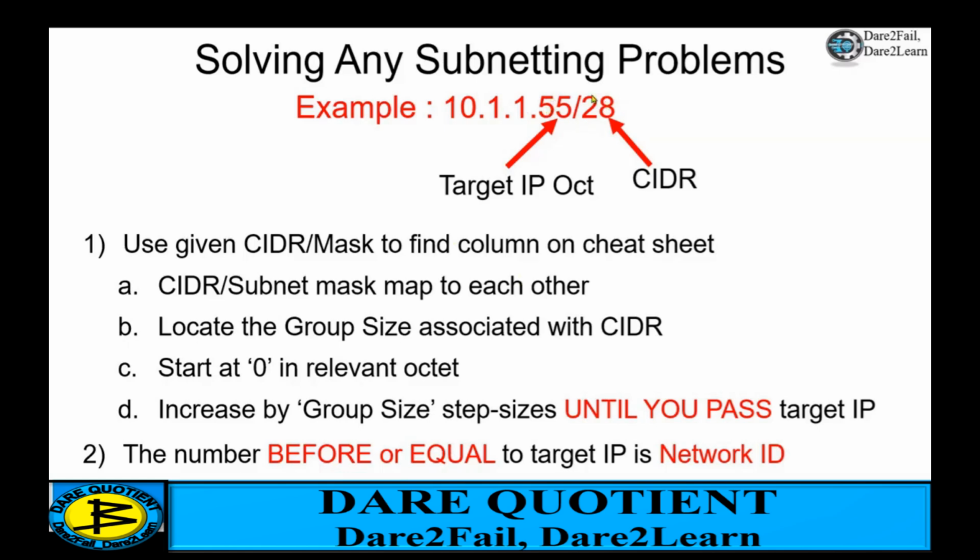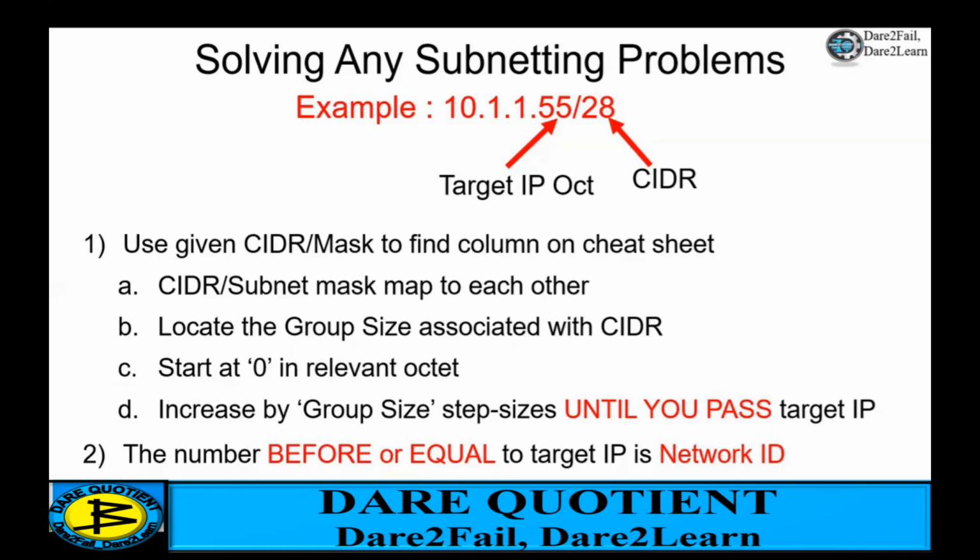So the first thing is you get your CIDR, you map it to the corresponding CIDR on your cheat sheet, and you locate your group size. You start at 0 and go in increments of your group size until you go past your target IP octet value. The next step is where you start putting the different subnetting attributes to the IP address you have.